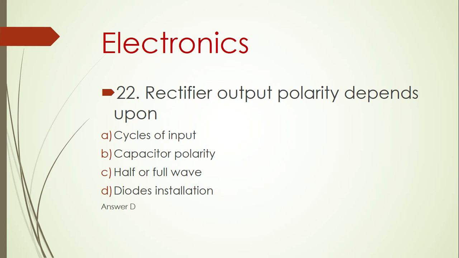22. Rectifier output polarity depends upon cycles of input, capacitor polarity, half or full wave, and the diode's installation. Rectifier output polarity depends upon diode's installation. Option D is the correct answer.